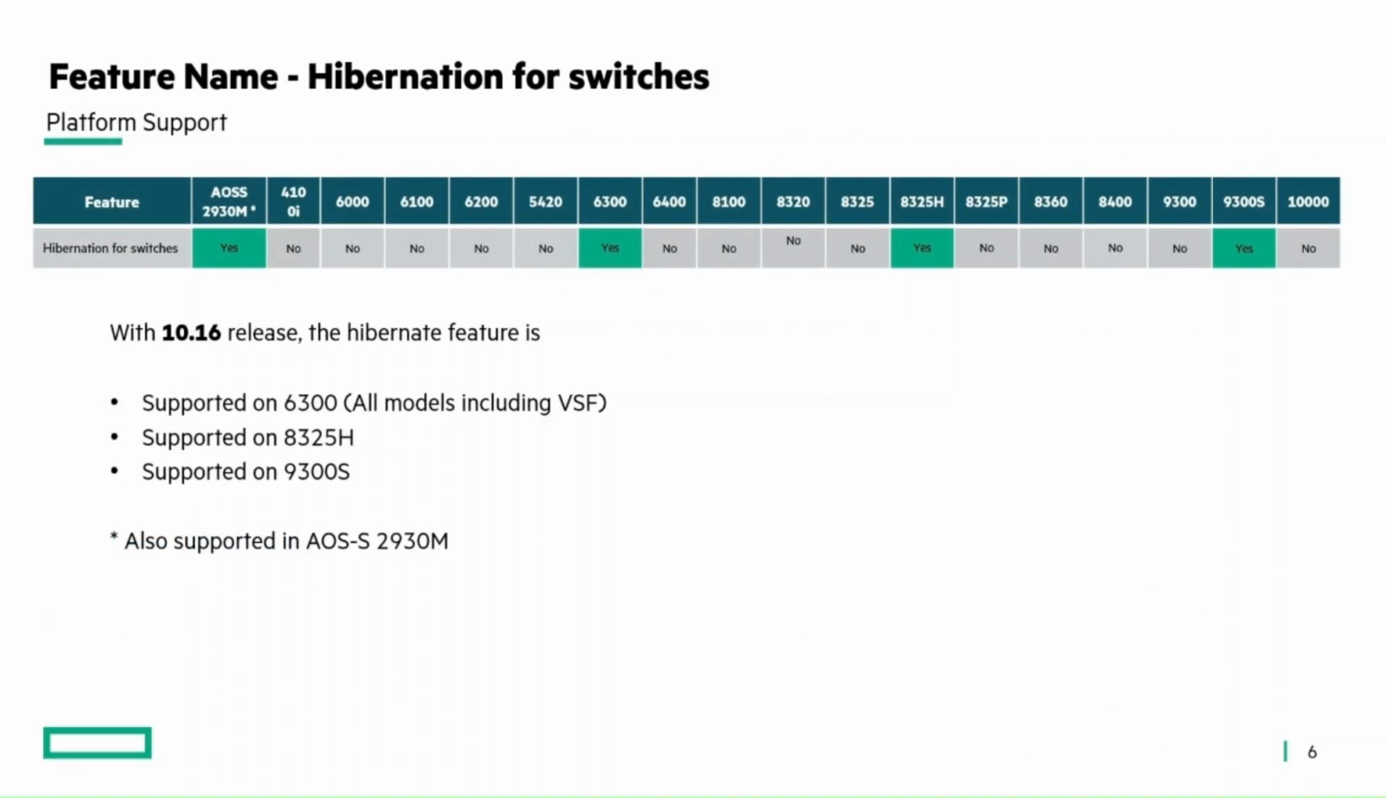Let's have a look into the platform support. With the 10.16 release, the hibernation feature is supported on 6300 switches. All the models of the 6300 are supported, including the VSF stack. It is supported on 8325H switches and it is supported on 9300S switches. Also, please make a note, it is already supported in AOS 2930M switches.